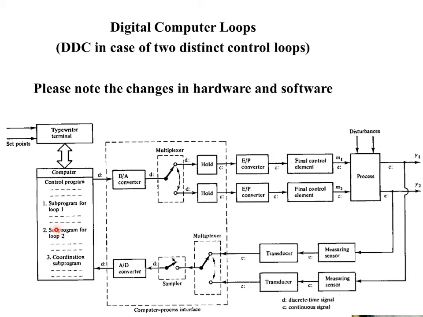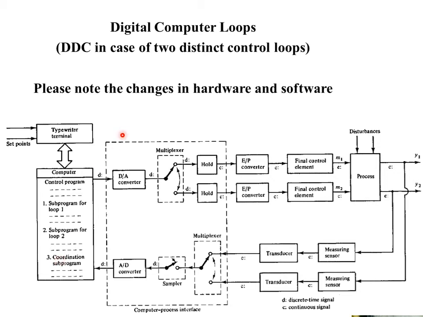And to have proper coordination between when loop 1 is to be connected and when loop 2 is to be executed, what should be the position of the two multiplexers when loop 1 is executed, and what should be the position of the two multiplexers when loop 2 is getting executed, that is all given by the coordination subprogram.